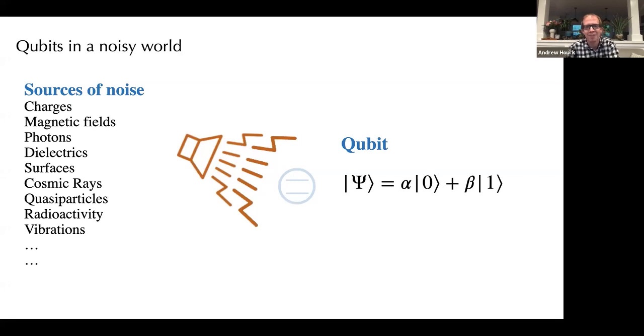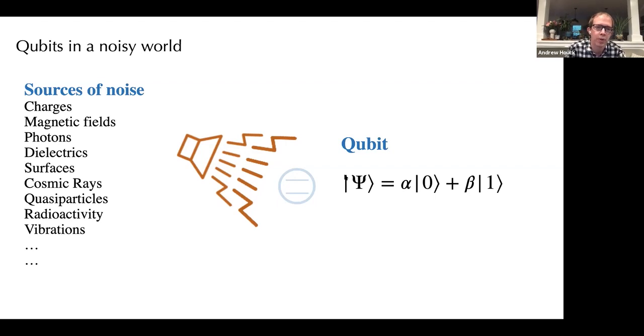There was a really fascinating paper from Google recently that showed you can see the impact of a cosmic ray that causes catastrophic errors in their machine about once every 10 seconds. Radioactivity, quasars, all of these things can couple into the system and destroy these kinds of fragile superpositions that we build.